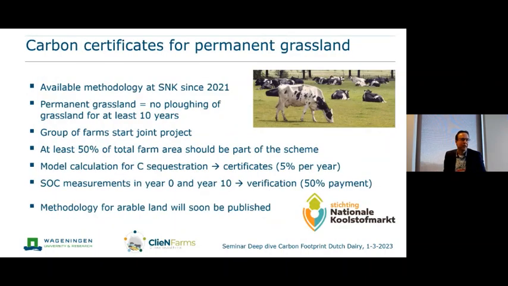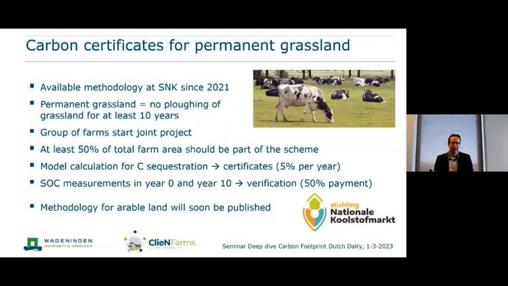Because, for example, in the Netherlands, we already have a first methodology for permanent grassland, where there are already projects. That's the so-called Stichting Nationale Koolstofmarkt, which organizes this. And we developed a methodology for them where farmers can participate in the projects, and they have to ensure that they really have permanent grasslands. So no plowing, at least for 10 years, but ideally much longer, of course. A group of farmers can start a joint project, and at least 50% of the farm area should then participate as permanent pasture.